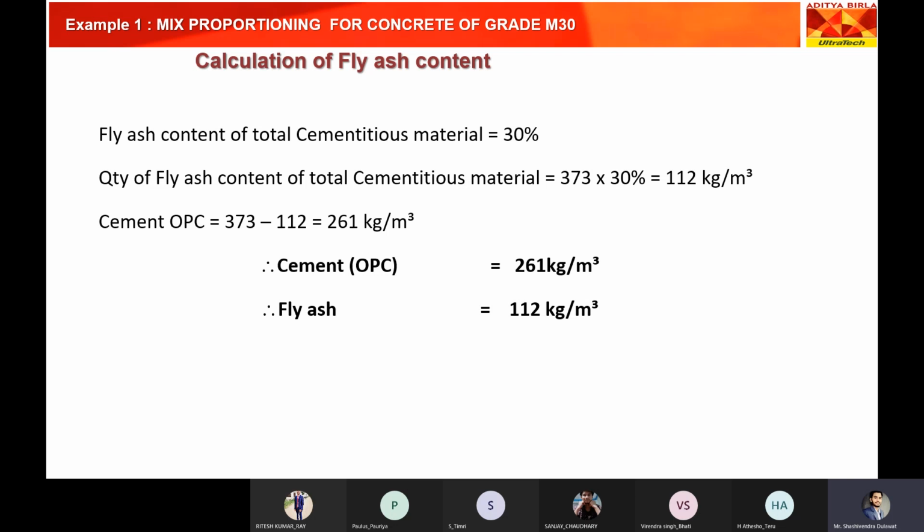Here we can say the cement value is 261 if we add some fly ash, otherwise the cement value is 373. So we will add some fly ash, meaning 30% fly ash as a cementitious material. So the value is 112.